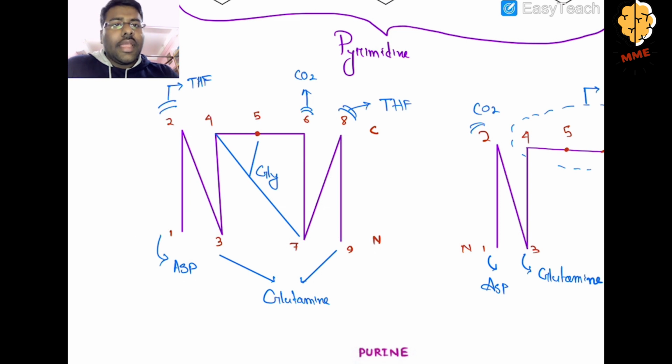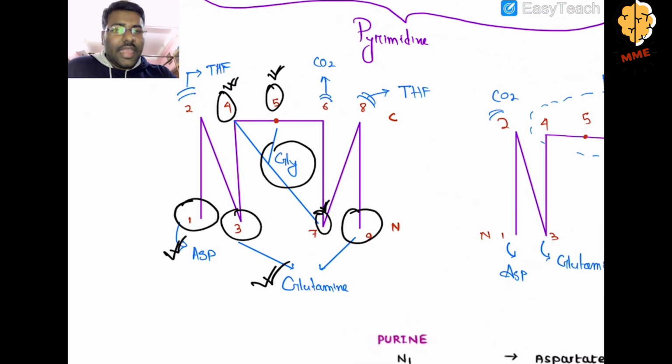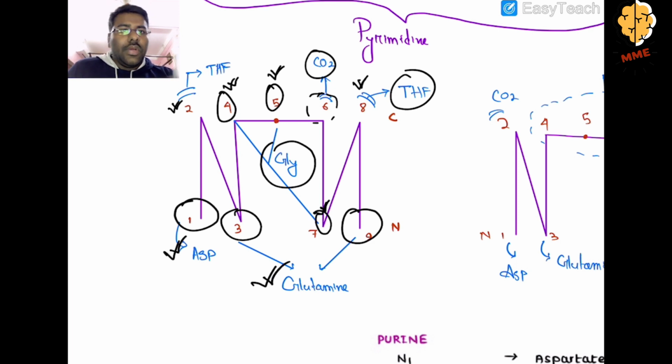Okay, and coming to the components which help in making the purine. Firstly, 1, 3, 9, these are nitrogens. So the N1 is coming from the aspartate. 3 and 9 are coming from the glutamine. The 4 carbon, 5 carbon and 7 nitrogen atom are coming from the glycine. The second and the 8th carbon are coming from the THF, and the 6th carbon is coming from the carbon dioxide. Okay, so you have to remember what are the components of the purines.